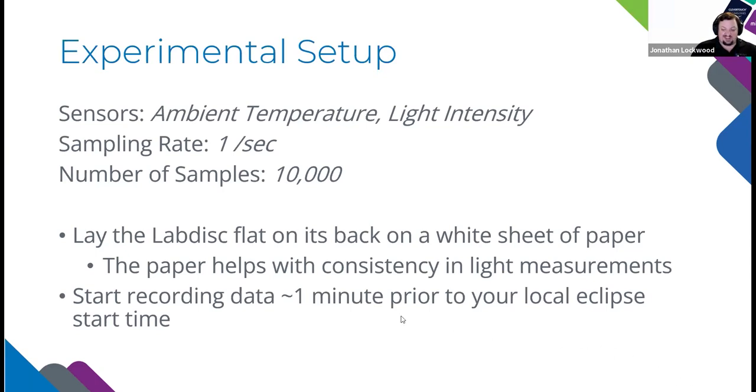And like I said, this is not something you can start over again if you miss it. So you want to start recording that data ahead of time. If you have the lab disk set to 1 sample per second and 10,000 samples, you can start it 10, 15 minutes early if you're worried about missing it, and it will have enough samples to run all the way through the experiment without stopping midway through.